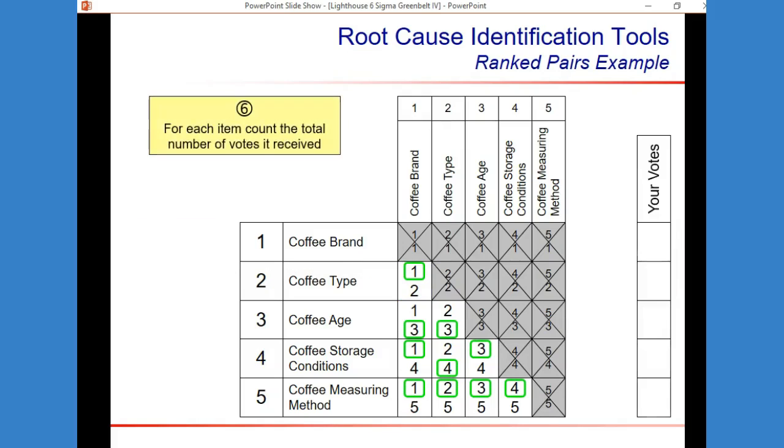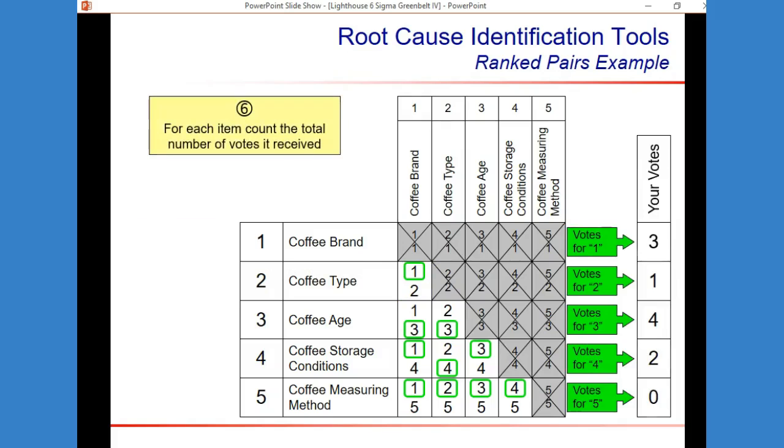So each person would do that, and when it's all said and done, your votes get tallied up and actually get thrown onto a good old bar chart. So you can say, well, out of everyone's votes, the highest number of votes were for number 4. And number 4 is coffee storage conditions, as the group is saying they cast the most votes, saying that's most important. So that's the first thing we're going to go work on.